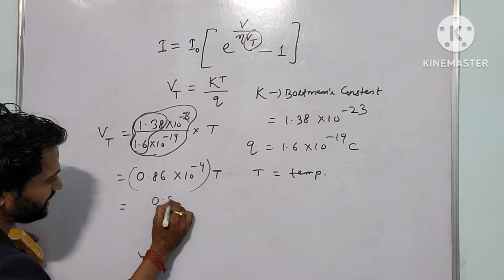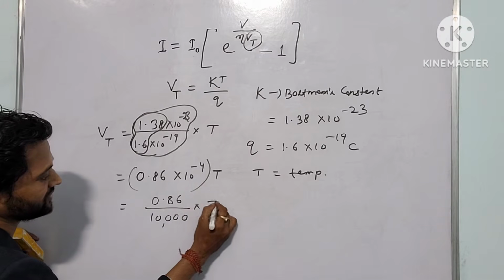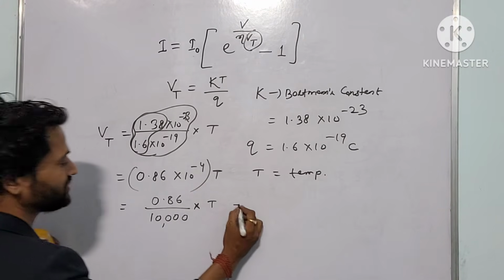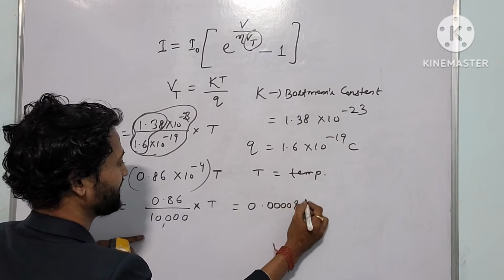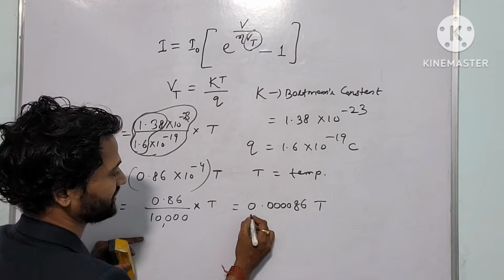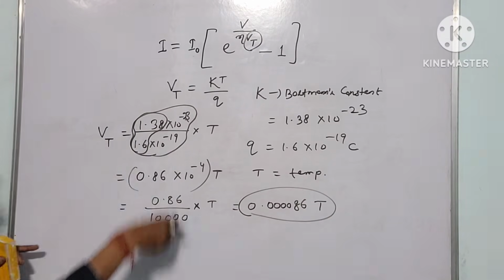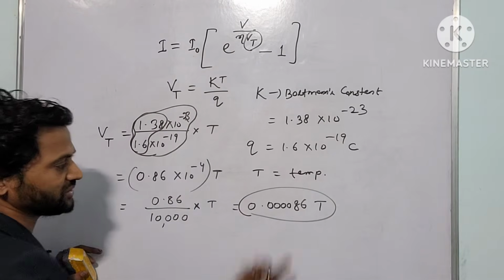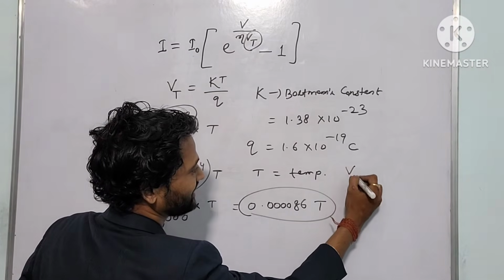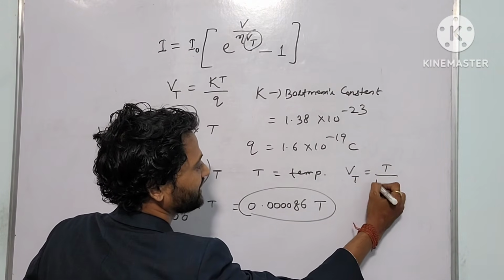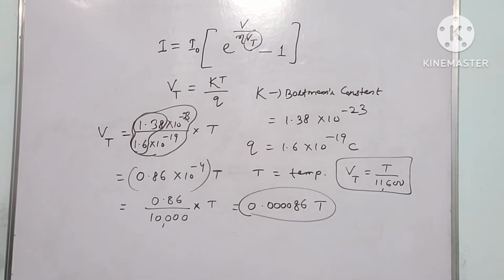So 0.86 upon 10,000, we can say 10,000 into how much? T, right? So it is coming, you can say it is 0.000086 into T, right? So directly instead of putting that value in this equation in the numerical, the best way, मैं एक चीज बोल रहा हूँ याद रखो, it is a trick. VT is T by 11,600. याद रखो ये चीज.